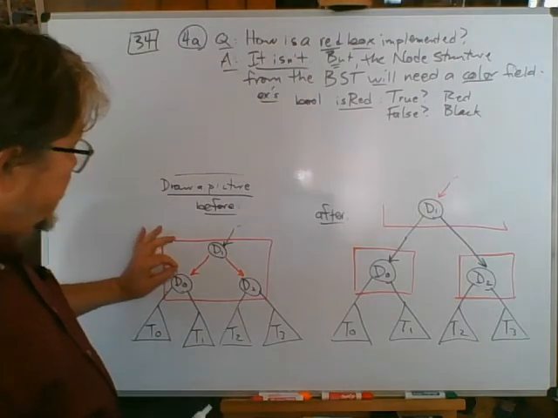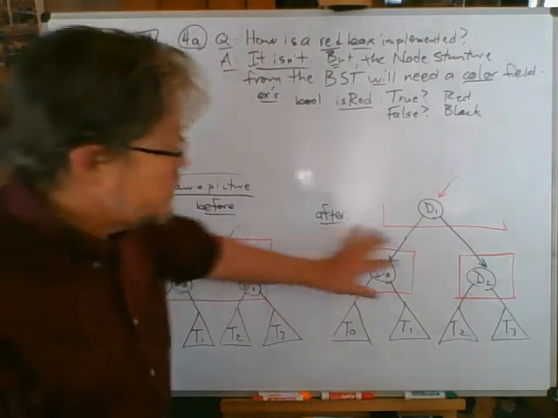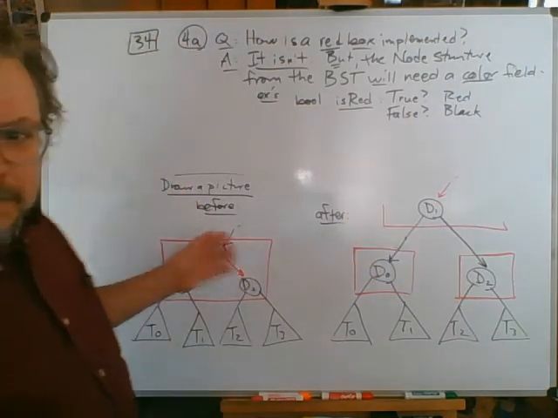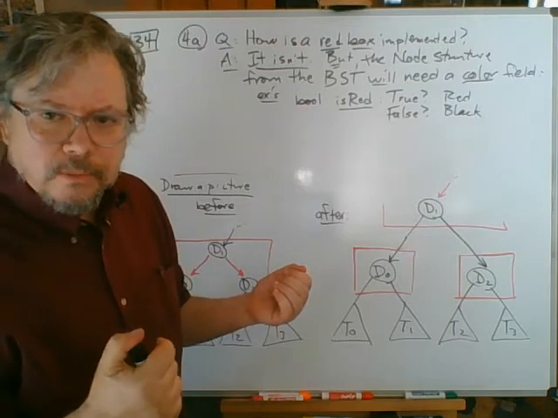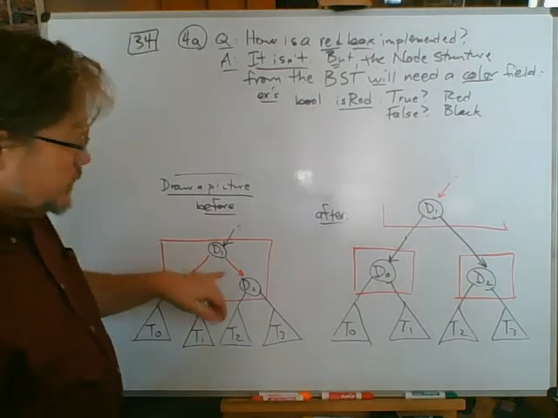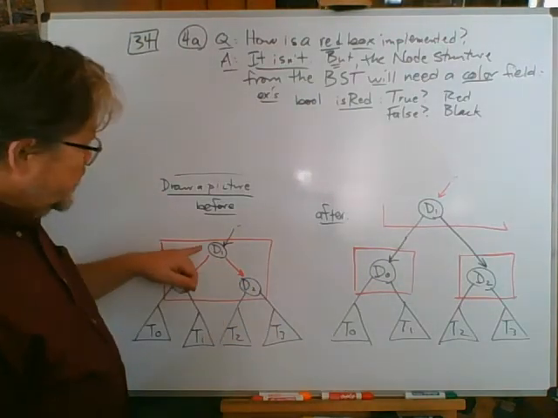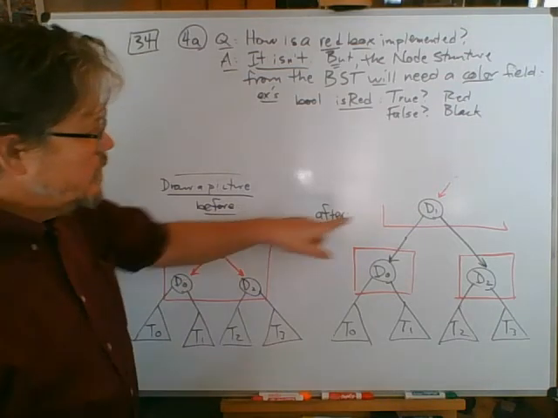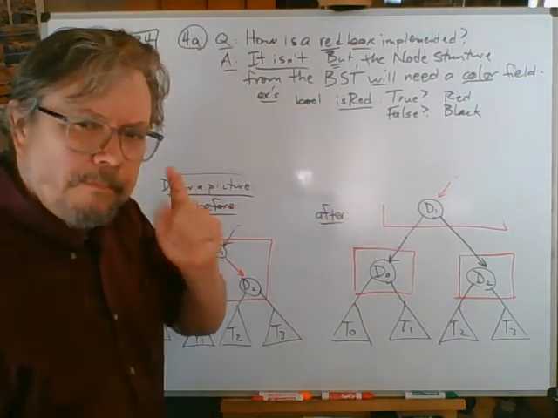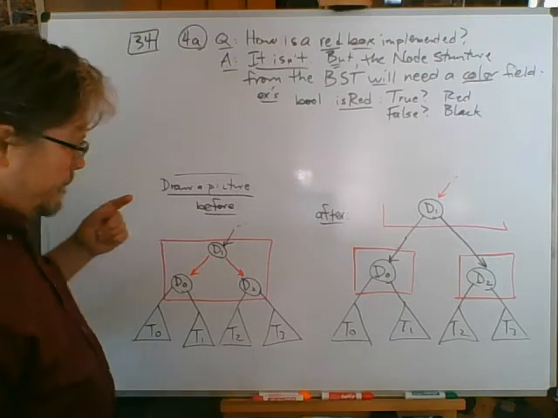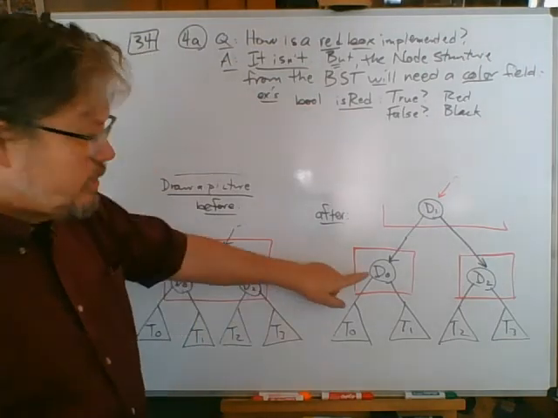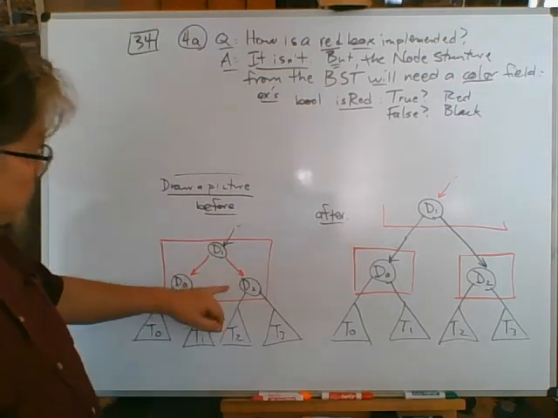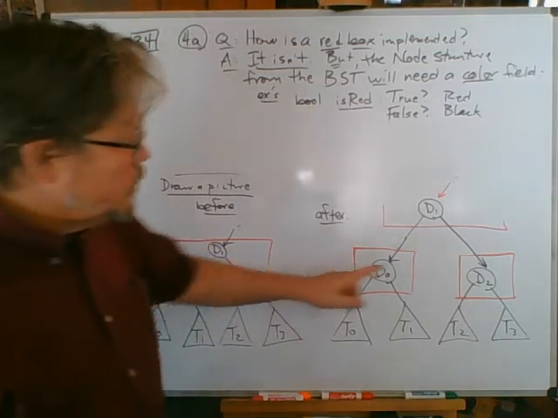Let's look, if we ignore the red boxes in these pictures, which we might as well, they don't exist. They're for our benefit, so we can draw the pictures and know what we're doing. Look at the difference between these two. D1 used to be a black node. Over here, it's a red node. Look at D0. D0 used to be red, now it's black. D2 used to be red in the before picture, now it's black.